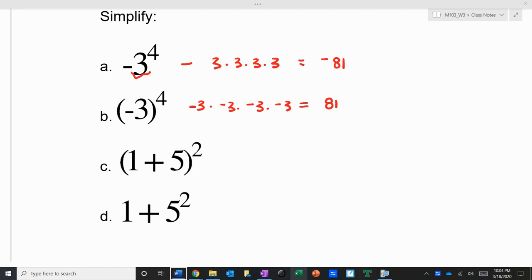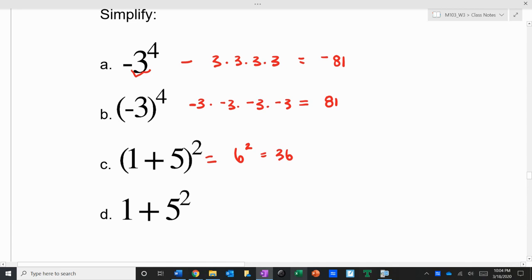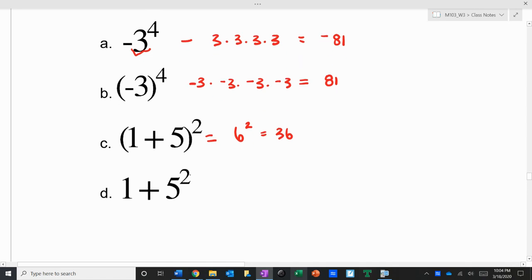So here on part C, the whole thing is in parentheses, and also we would just follow our order of operations here. So 1 plus 5 is 6. We would square that, and that's going to be 36. The next part, you see how C and D are different. The power is 5 squared. So the base is just the 5, and we're going to square it. So this is the same as 1 plus 25, which is 26. Okay, so you'll have a few examples like this on your homework tonight as well.